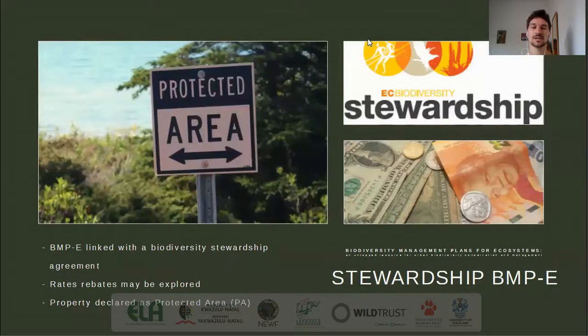Alternatively, you can enter into a stewardship BMP-E, where the portion of the property that's under biodiversity management can become declared as a protected environment or ecosystem. And by doing so, landowners are offered the opportunity to have their rates rebates for the portion of the property that's under stewardship. This offers the highest level of protection for the area under the BMP-E, as the area is either declared as a protected area or a protected environment.